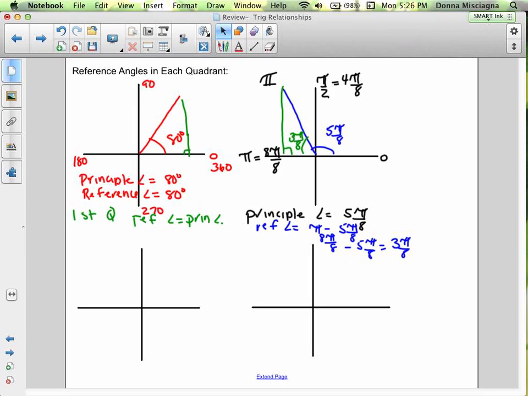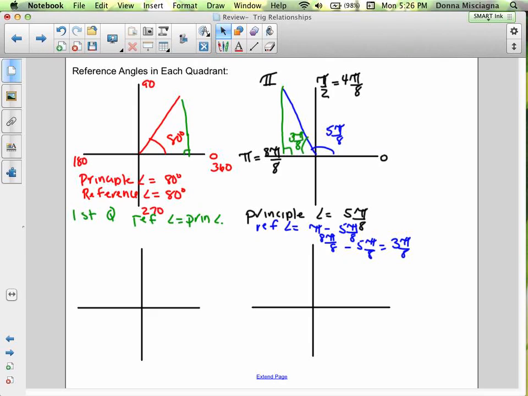If you're in the first quadrant, you don't have to do anything, because the reference angle and the principal angle are the same thing. If you're in the second quadrant, you subtract the principal angle from 180 or pi to find what's left over between the x-axis and the principal angle, and that becomes your reference angle.